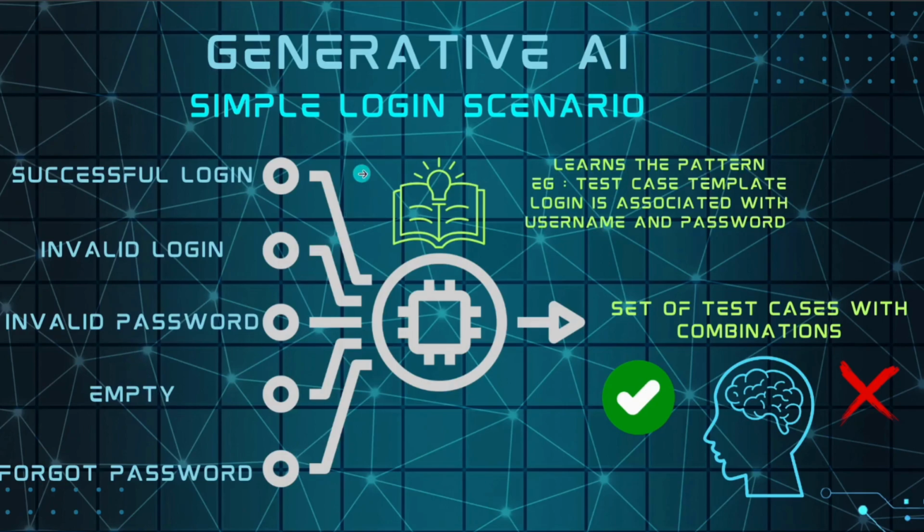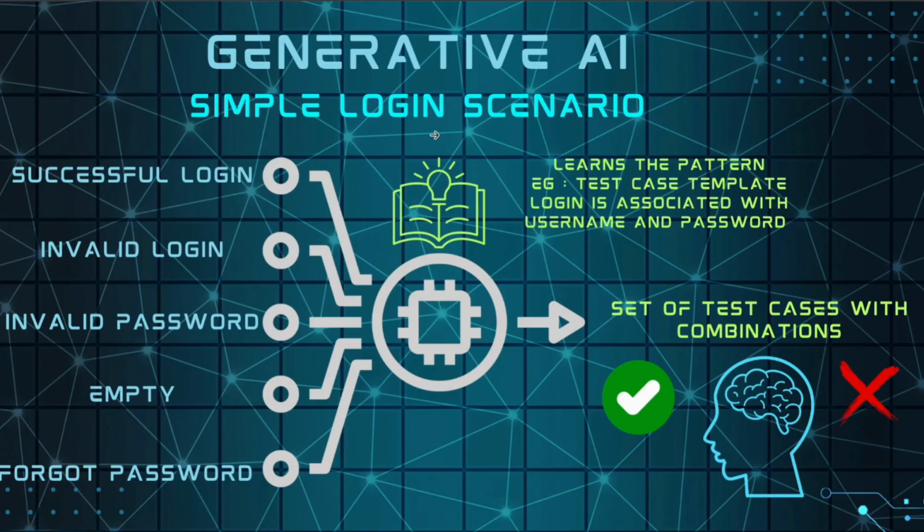Then it learns the pattern. What do you mean by pattern? Whenever you are giving the input as a test case, what can be the different patterns? It can be a test case template, that is how a test case is written. Whenever you mention a login, it is always associated with a username and password. Once you mention the username, it should have a username, and if you mention the password, it should have a password, that is the field as well as the value.